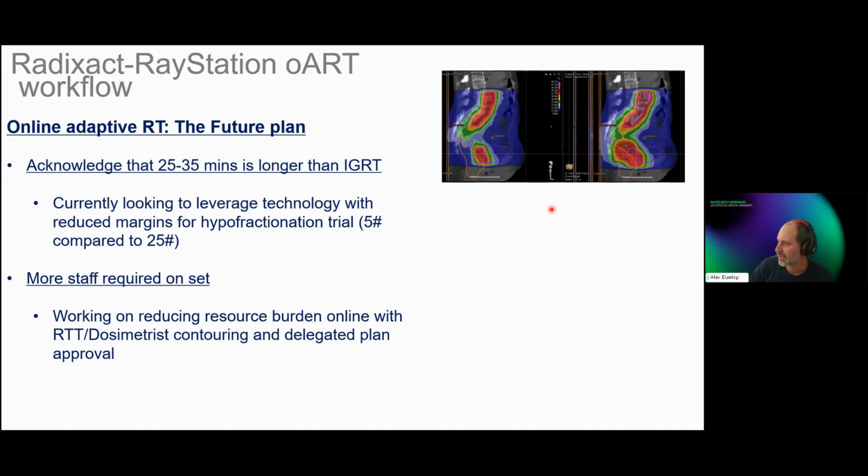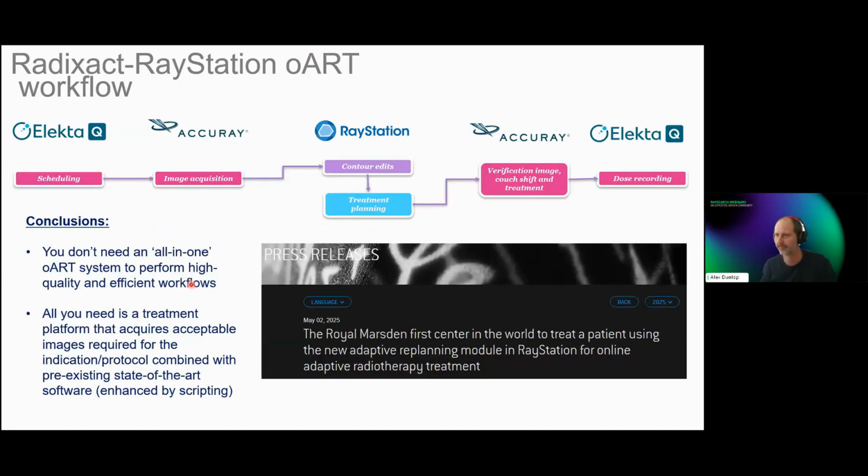We're now looking, instead of treating these patients over 25 fractions, to open a trial where we can treat them in 5 fractions, a hypofractionated trial, which we think is only possible with the reduced PTV margins with online adaptive radiotherapy. So cumulatively, if that becomes a reality, then we would actually be saving time, even if we don't reduce these session times anymore. We're also aware that more staff are required on set, but we're actively working on reducing this resource burden with RTT contouring and the planner approving the plan.